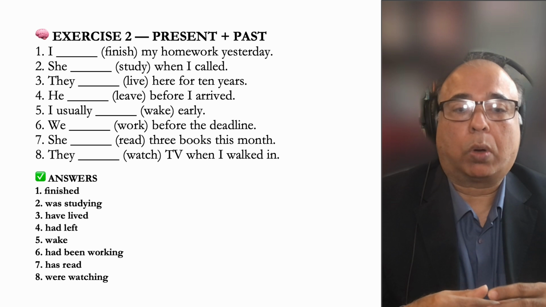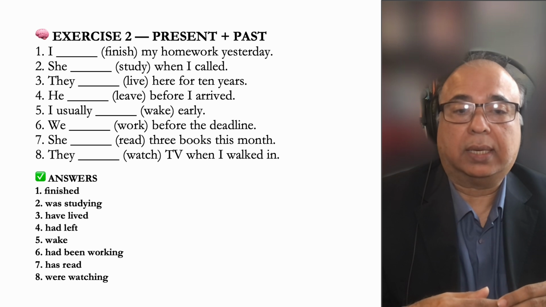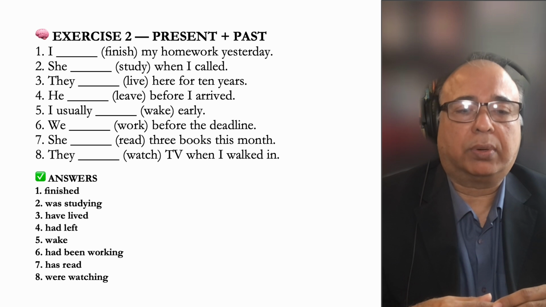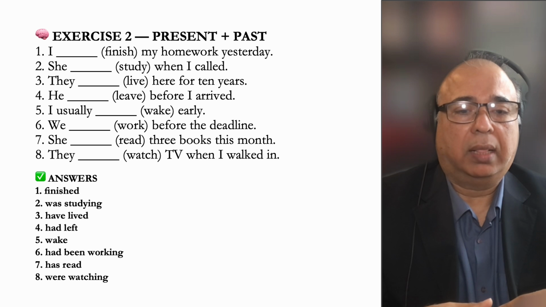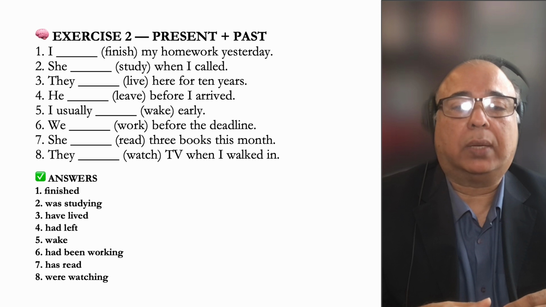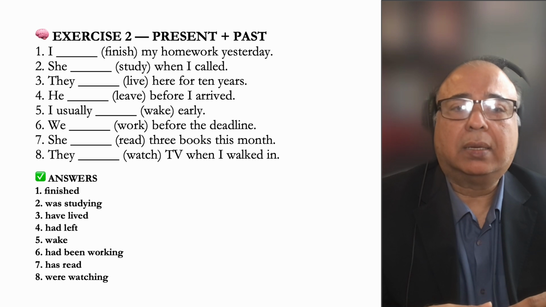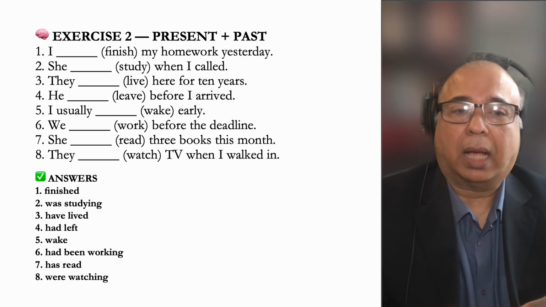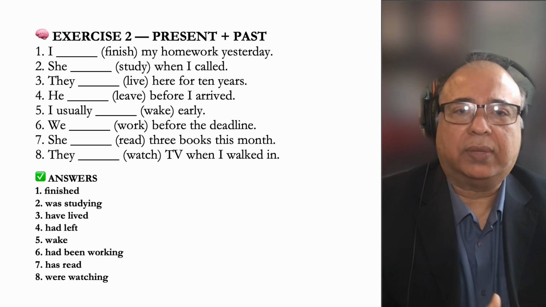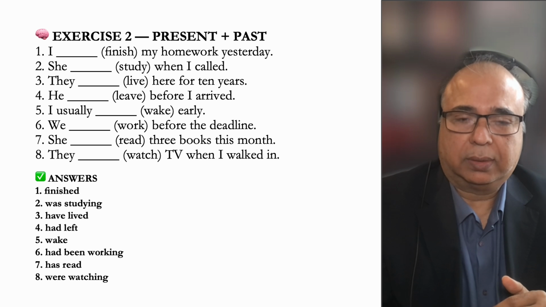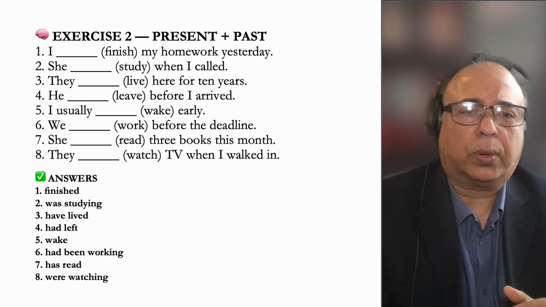We had been working before the deadline. We had been working. Can you guess? Past perfect progressive. She has read 3 books this month. Present perfect. They were watching TV when I walked in. Past progressive. Okay? How did you do? I think you got all of the answers correct. Great. And if you didn't, it's okay.